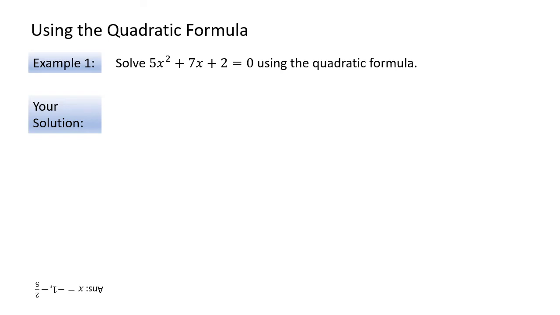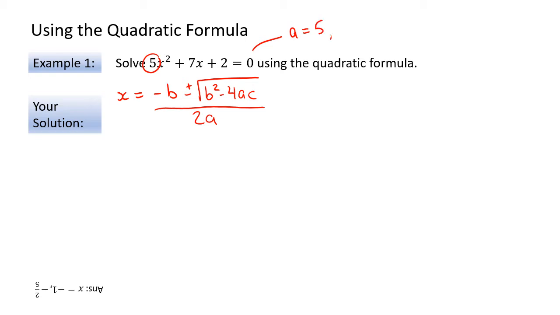So let's look at a few examples. Example 1, solve 5x squared plus 7x plus 2 equals 0 using the quadratic formula. So we know the quadratic formula solves for x coordinates, and it's equal to negative b plus or minus the square root of b squared minus 4ac divided by 2a. In this instance, a is equal to the coefficient of the x squared term, 5. B is equal to the coefficient of the x term, which is 7. And c is equal to the constant in this case, which is 2.